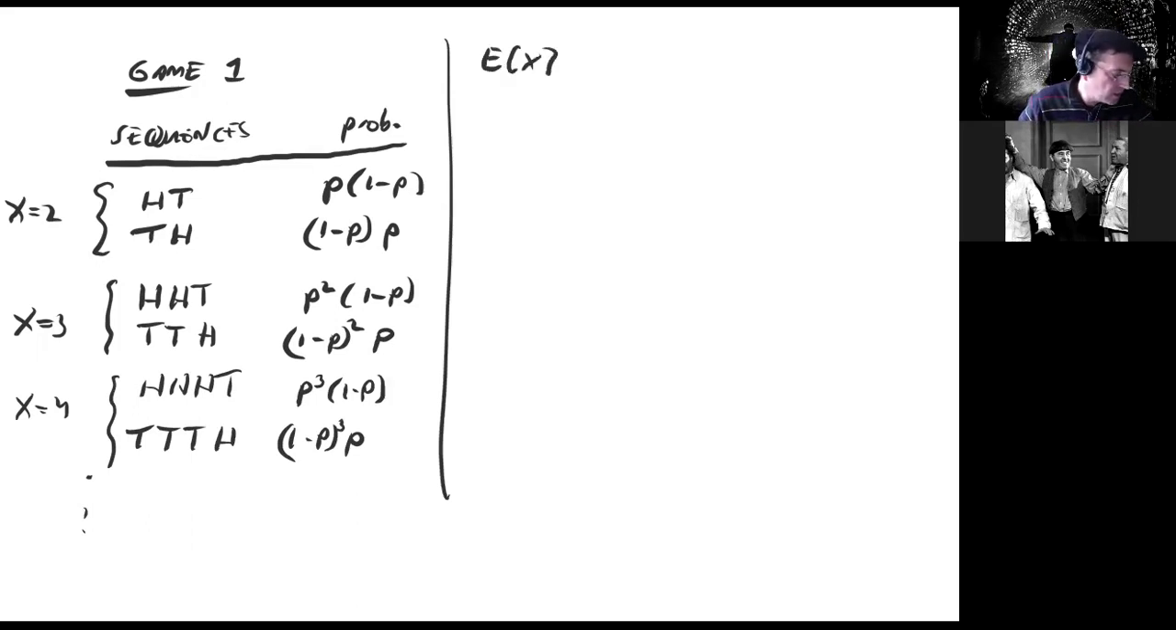So if we take x equals 2, you're going to get n times the probability at x equals n. So x equals 2 gives me a 2 times the probability that x equals 2, and that would be the sum of these two possibilities, which would be p times 1 minus p plus 1 minus p times p.